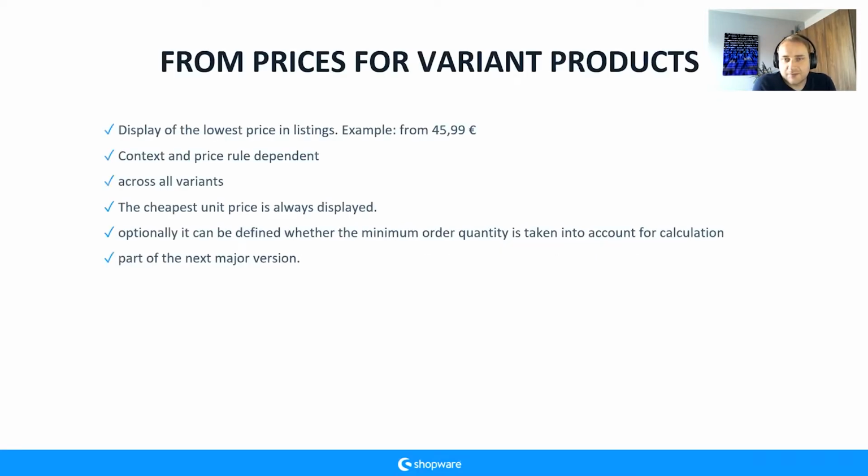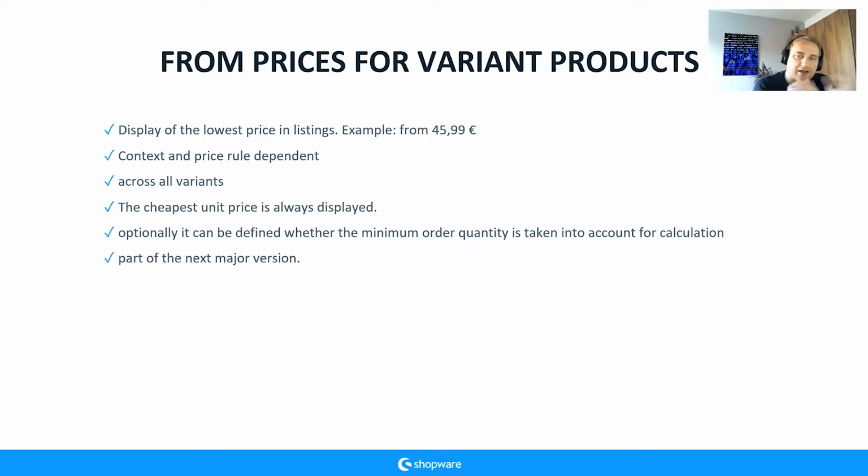The next item is the display of the lowest price in the listing. At present, Shopware works with a from-to price solution for the display in the listings. And in the future, we only want to display the cheapest from price, which is available in the respective context of the products.